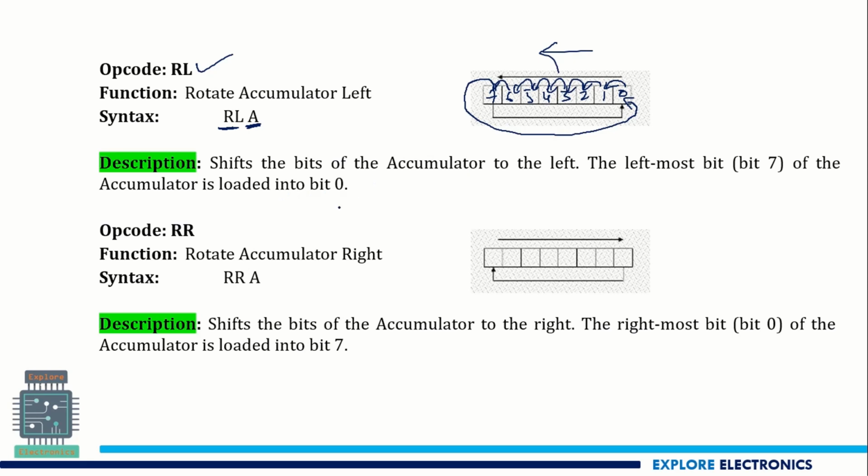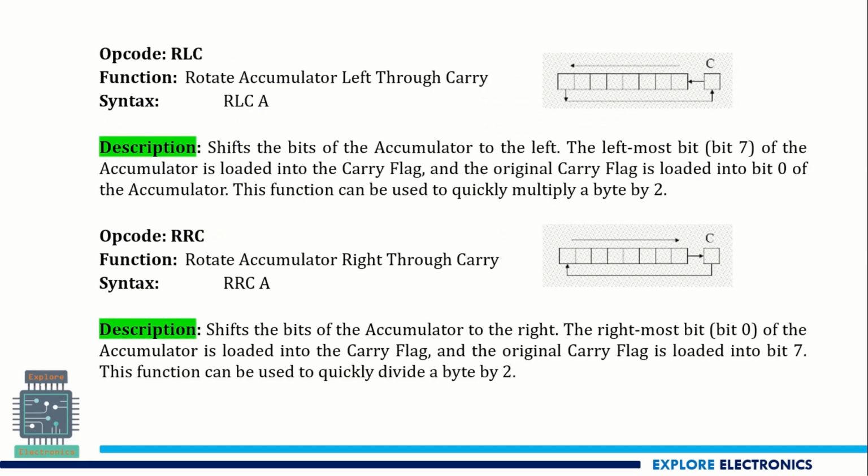Similarly, when we are going to execute RR, rotate right, in a similar way, these bits are going to be shifted right and the 0th position bit will come back to the 7th position. This is rotate instruction. Then rotate with carry. Rotate left with carry, rotate right with carry.